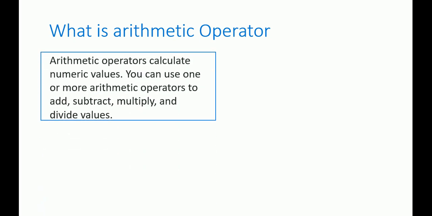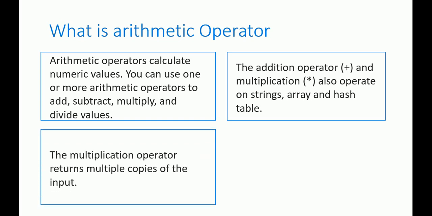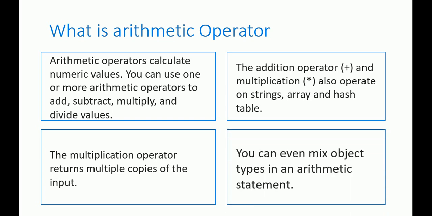Arithmetic operators calculate numeric values. You can use one or more arithmetic operators to add, subtract, multiply, and divide values. The addition operator and multiplication also operate on strings, arrays, and hash tables. The multiplication operator returns multiple copies of the input. You can even mix object types in an arithmetic statement.